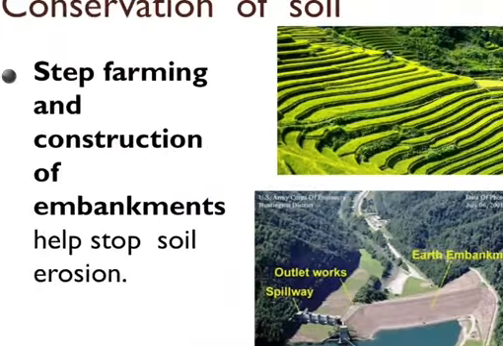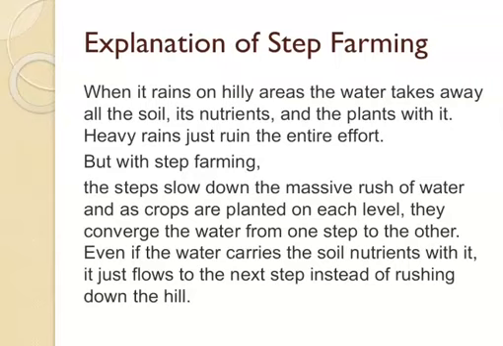Let's understand what step farming is in short detail. When it rains on a hilly or mountain area, the water takes away all the soil, its nutrients, and the plants with it. Heavy rain just ruins the entire effort, but with step farming, the steps slow down the massive rush of water as crops are planted on each level. They divert the water from one step to the other. Even if the water carries the soil nutrients with it, it just flows to the next step instead of rushing down the hills.